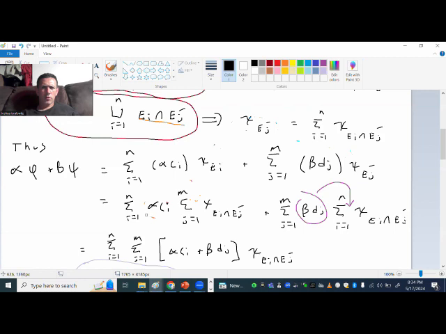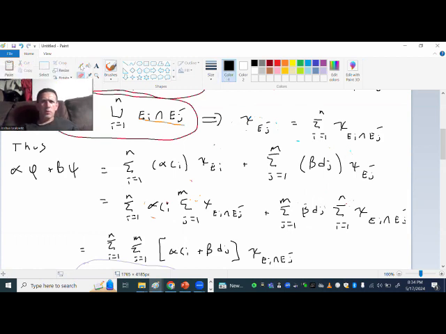So what I'm going to do is basically write psi in this way. So we're going to get rid of the alpha, basically. Yeah, so I'm going to write it like this. I'll even do it right here.